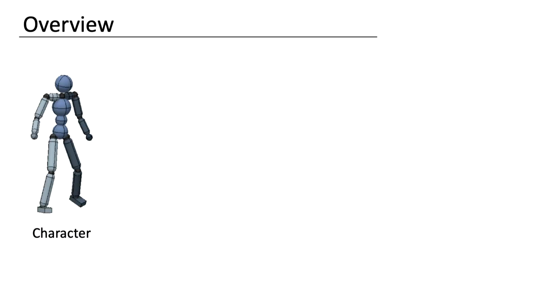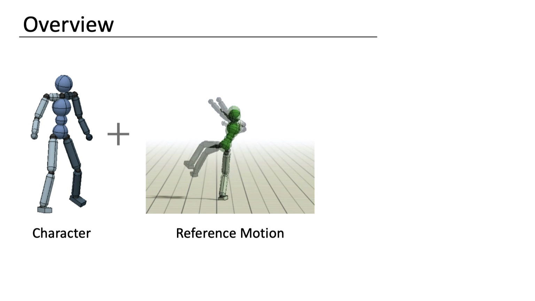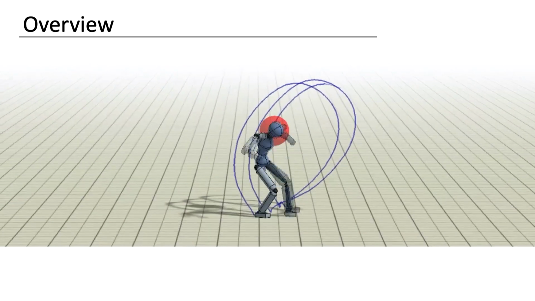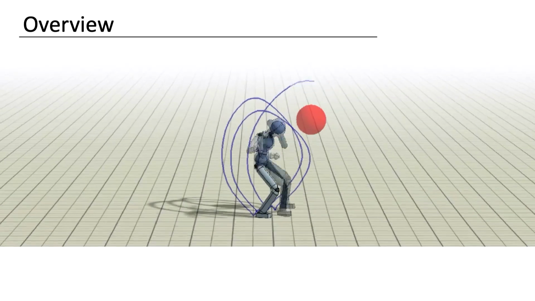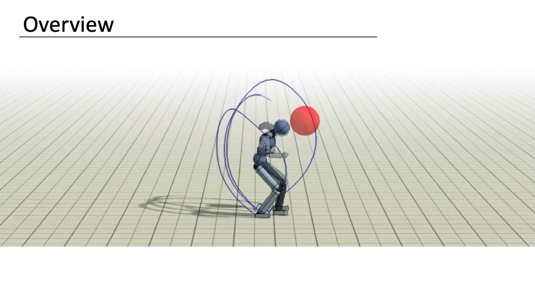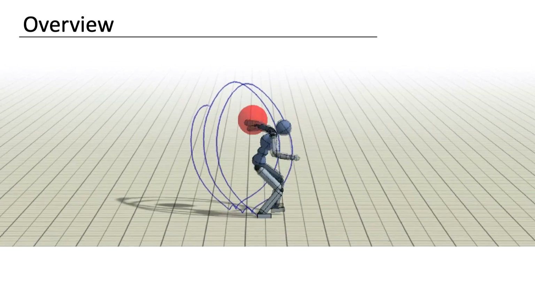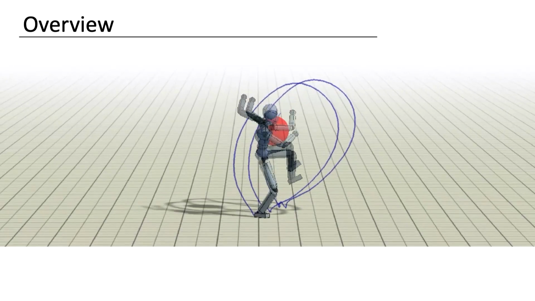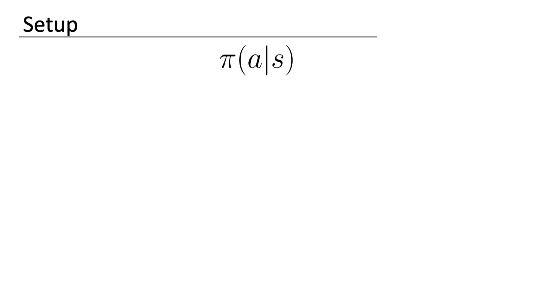So the goal of our system here is that, given a simulated character and a reference motion that we want the character to imitate, as well as some tasks that we want the character to perform, our goal is to train a control policy that enables the character to perform that task while imitating the given reference motion. So here we have a policy that was trained to kick a randomly placed target while imitating a spin kick. And what we found through this work is that a relatively simple method actually ends up working surprisingly well. So I'm just going to go over the setup a little bit.